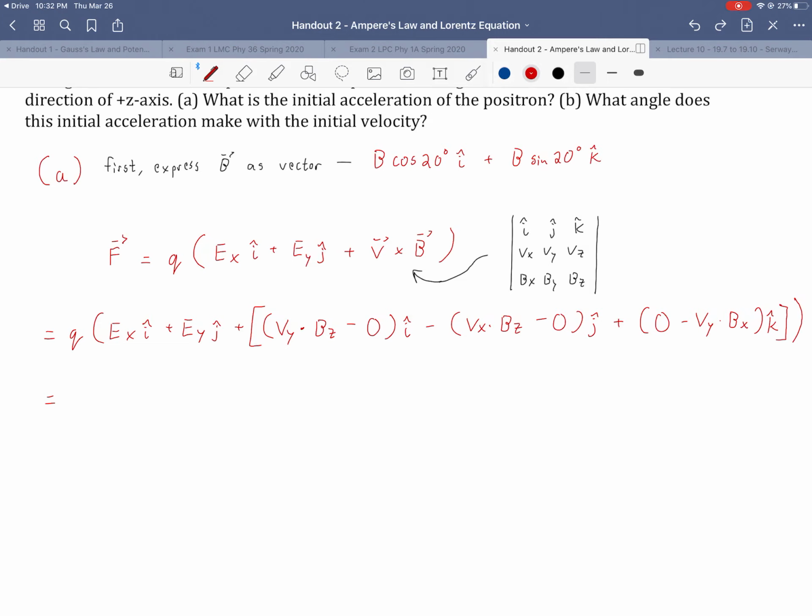So that's going to be Q times Ex plus Vy times Bz. So it'll be Q Ex plus, well, Q Vy Bz, okay? And that's it, both positive, and that's all attached to the i hat direction.